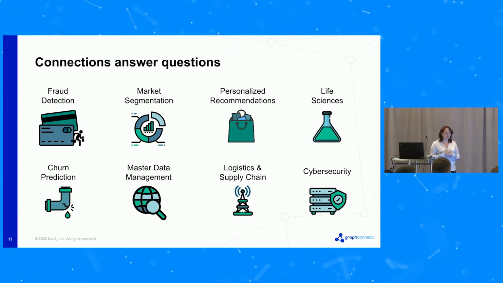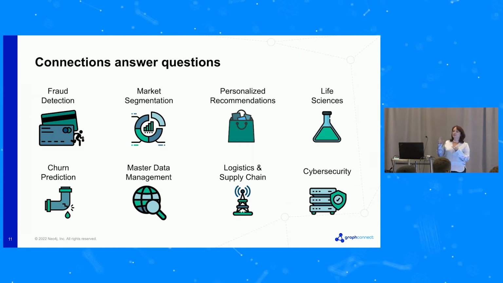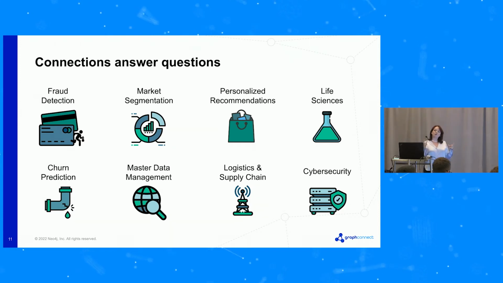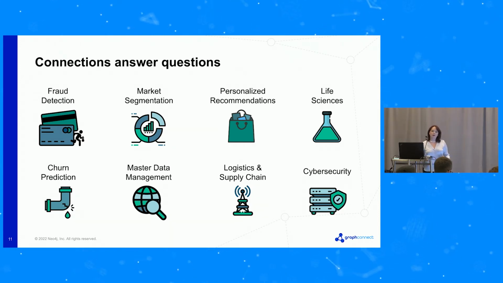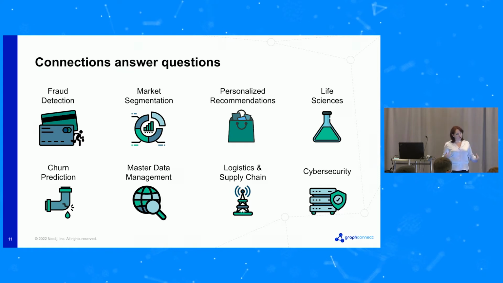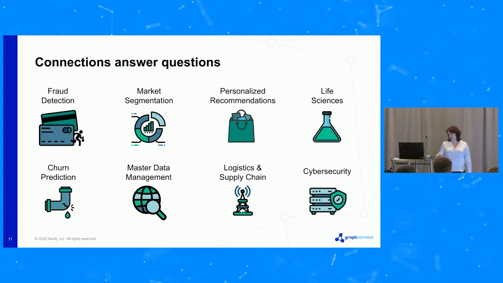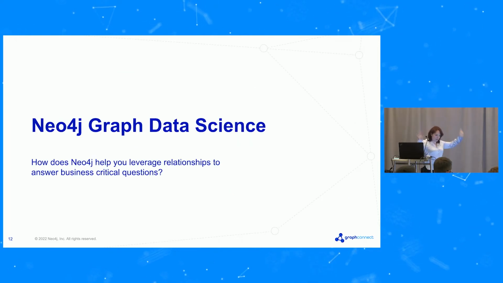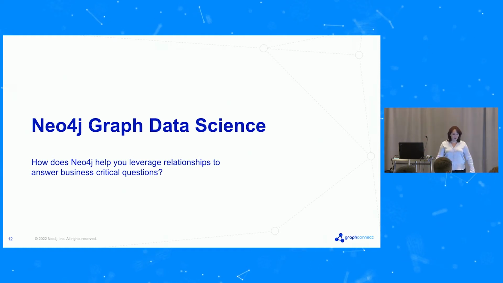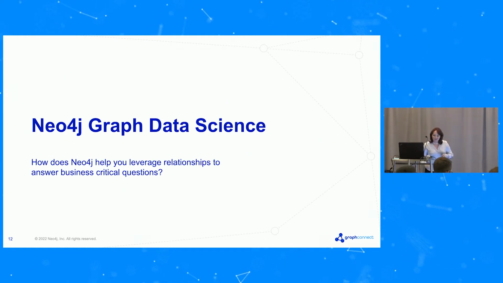So graph data science isn't a fraud solution. It's not a supply chain solution. It's just a way of thinking about your data and a way of using the connections in your data to answer questions. So that was the basics. Probably a lot of you all already knew that, but if you didn't, we caught up.